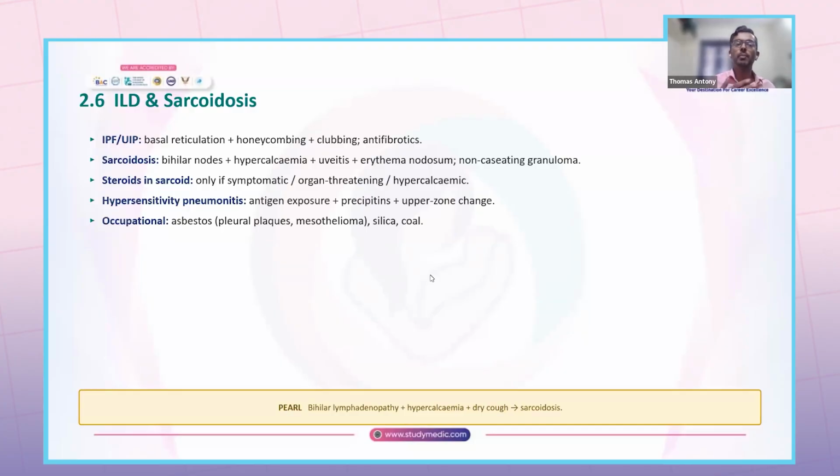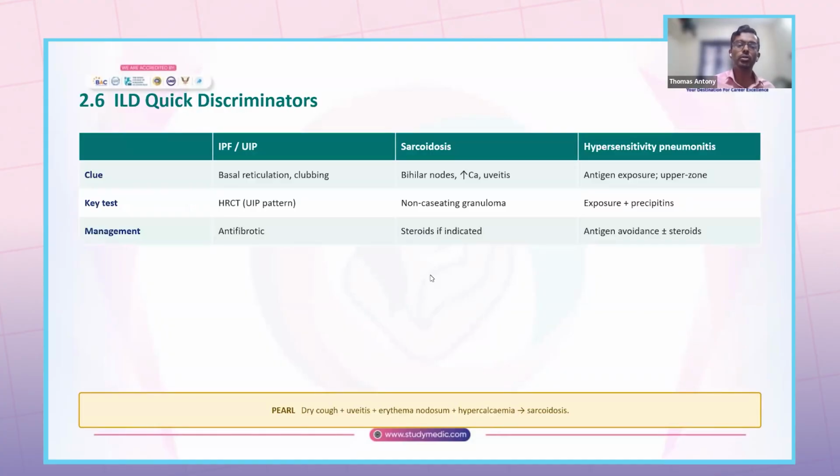If you are dealing with an upper lobe pathology on CT, then you are thinking it could be sarcoidosis, silicosis, or occupational lung diseases. Then we have chronic hypersensitivity pneumonitis or chronic eosinophilic pneumonia. So the discriminators: in IPF or UIP, you have basal reticulation, and there will be clubbing.